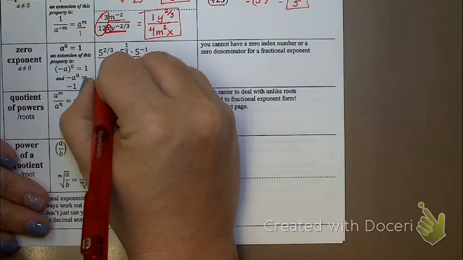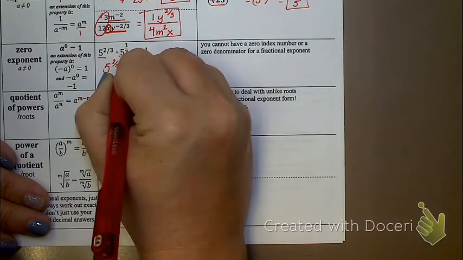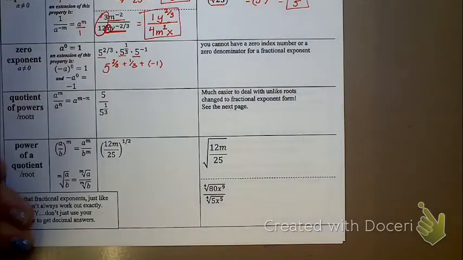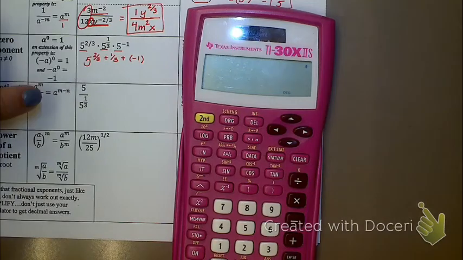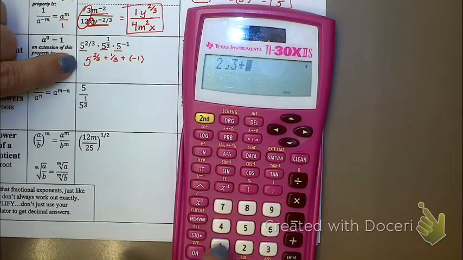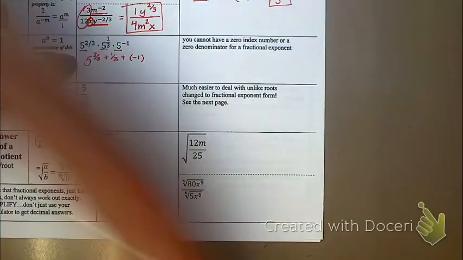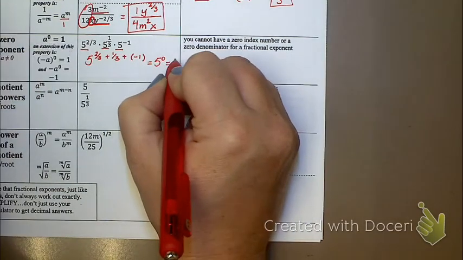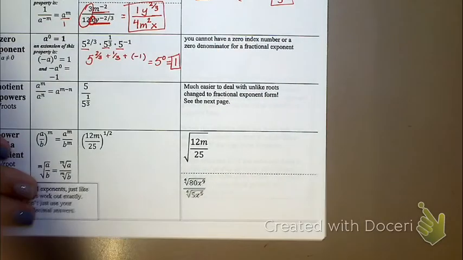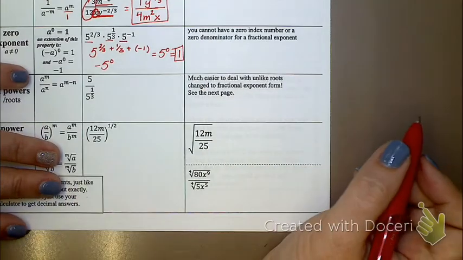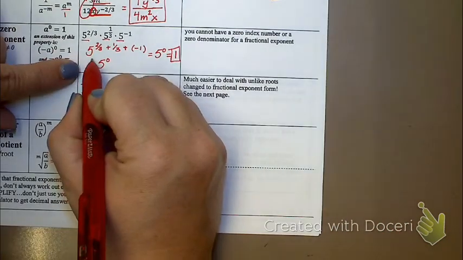So in other words, I can call this 5 to the 2/3 plus 1/3 plus negative 1. That's all in that exponent. I'm going to go to my calculator. 2/3 plus 1/3 plus negative 1 gives me 0. So that's really 5 to the 0 power, and anything to the 0 power equals 1. Now, the one exception to that is if I have something like this, and it's not really an exception. Well, let me show you this right here.